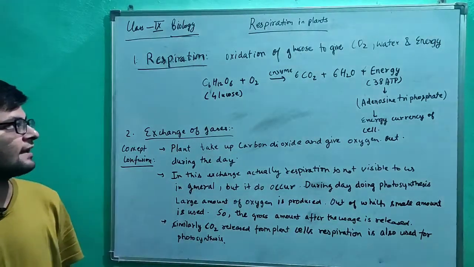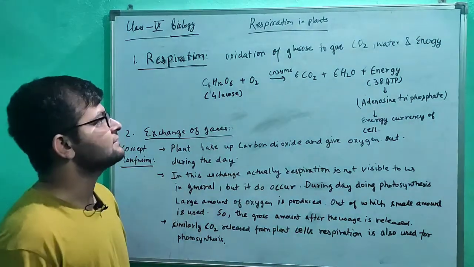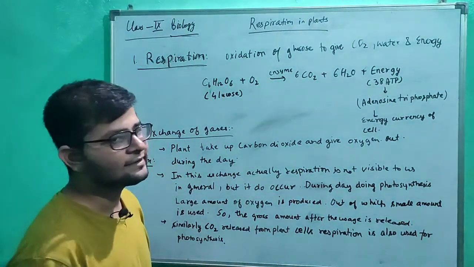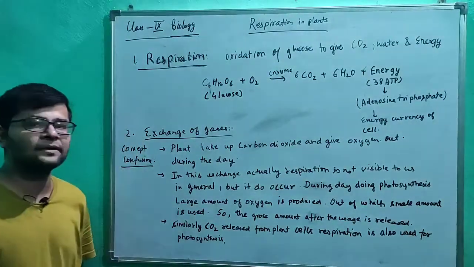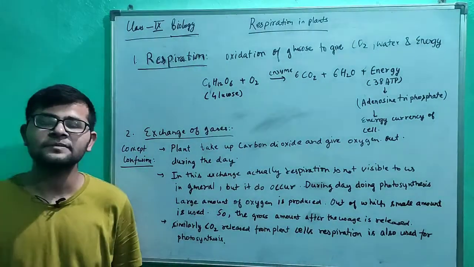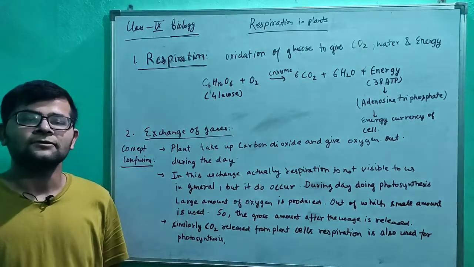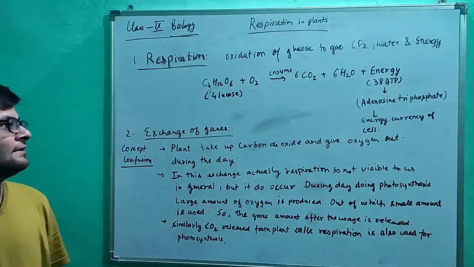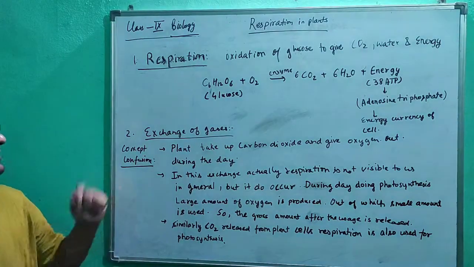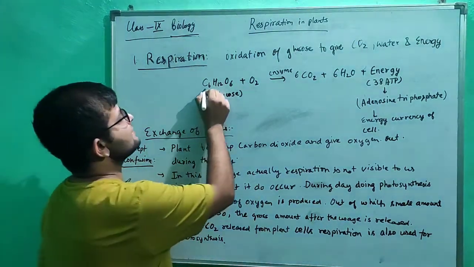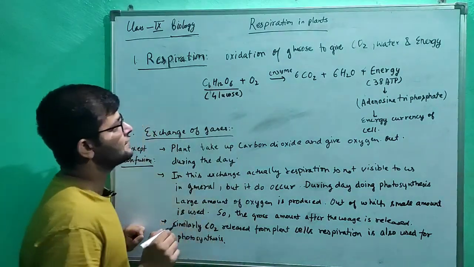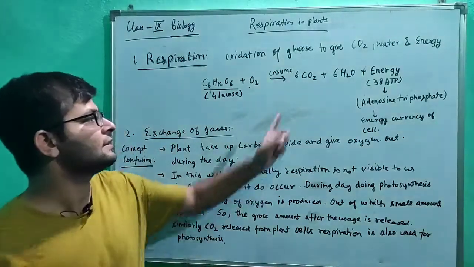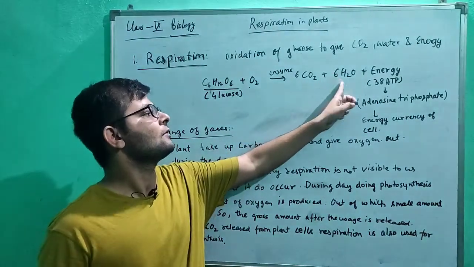The definition is as per here: oxidation of glucose to give carbon dioxide, water and energy is respiration. Why does it happen? Because every living organism requires energy for their metabolic activities. So here is the reaction, the famous reaction. This is glucose C6H12O6, oxygen in presence of some enzyme gets converted into carbon dioxide, water and energy.